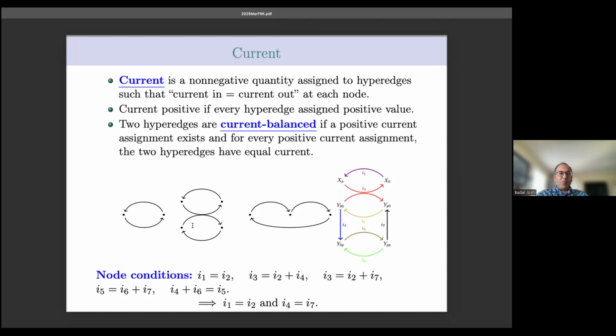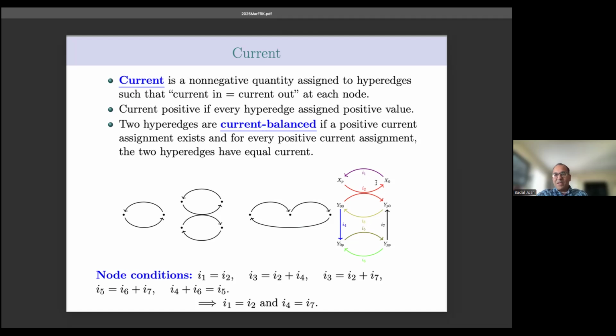Here I have what looks like two cycles kind of sitting on top of each other, although there are just three hyperedges, right? 1, 2, and 3. Again, because of node balance at this top left node, I have that the first two hyperedges are current balanced. And because of node balance at the bottom left node, I have that hyperedge 2 and hyperedge 3 are current balanced. So all three hyperedges are current balanced. Same thing here in example 3. Because of current balance at nodes, all three hyperedges are current balanced.